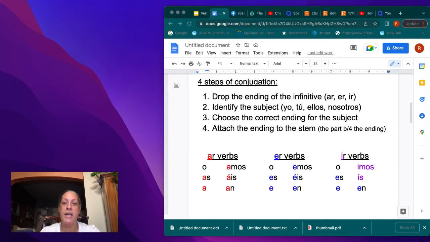Now let's review our endings for our 3 sets of verbs. We have o, as, a, amos, áis, an for our AR verbs, o, es, e, emos, éis, en for ER verbs, and o, es, e, imos, ís, en for IR verbs. And you will notice that the chart is color coordinated for each of the sets of endings that have the like vowels. So you'll notice that the ER verbs and the IR verbs share a few of the same endings.